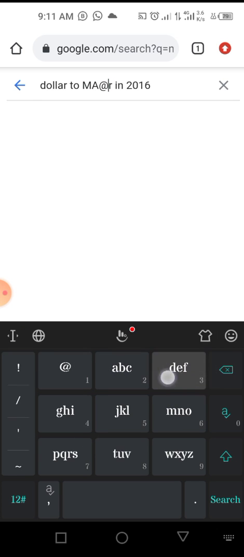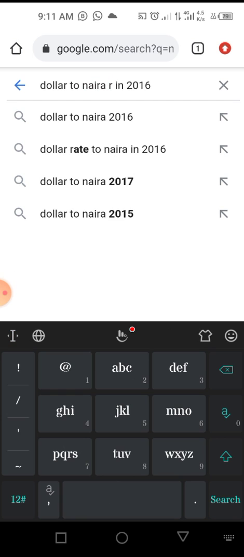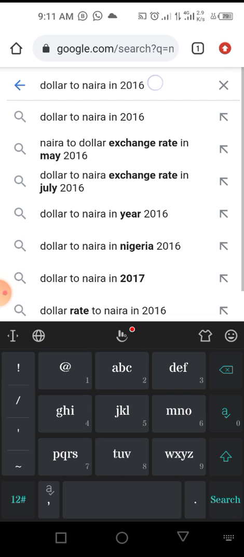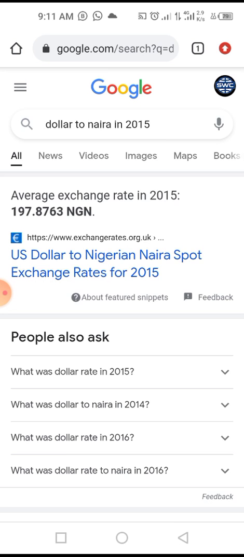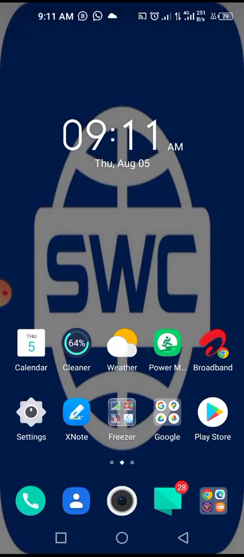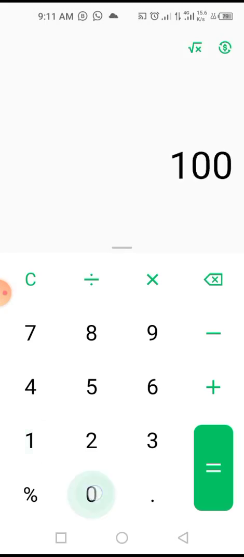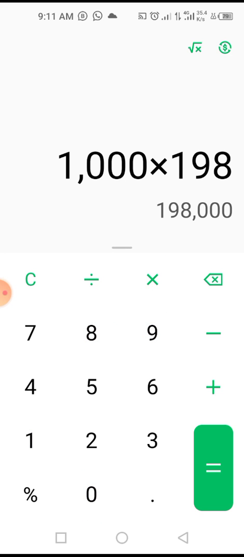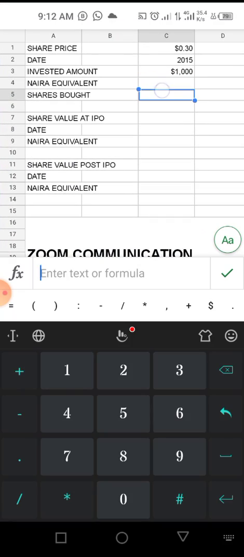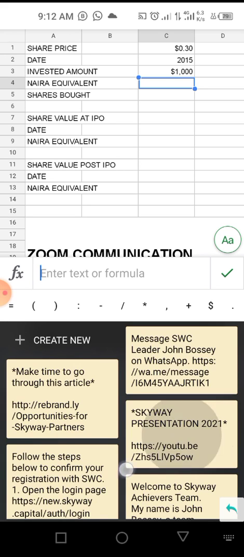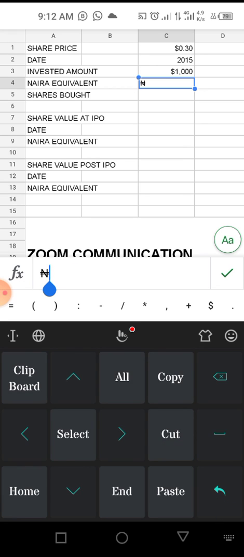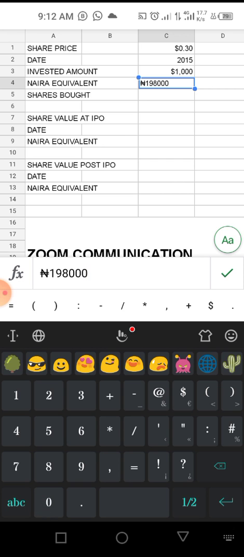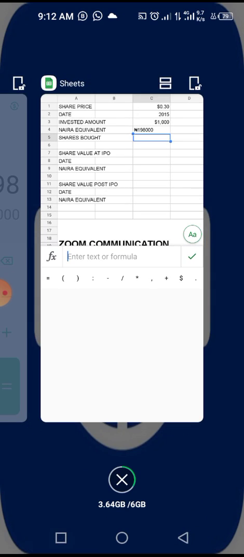Dollar to naira in 2015. All right, so average rate in 2015 was 197.8. Let's just say 198 naira to $1, so that $1,000 at that price at 198 is 198,000 naira. So the naira equivalent for investing $1,000 at 2015 was 198,000 naira. Now let us see how many shares he will be able to buy.